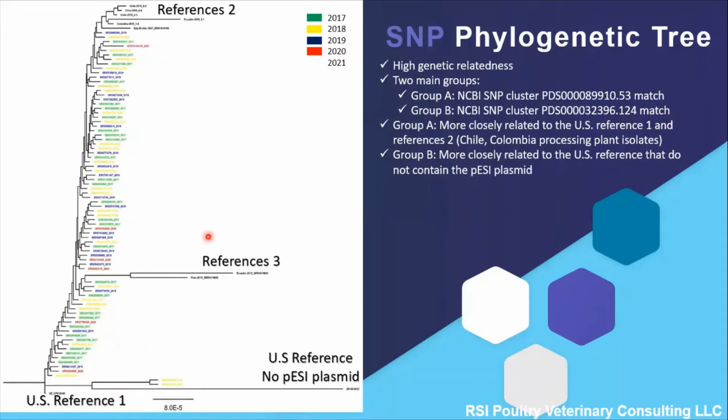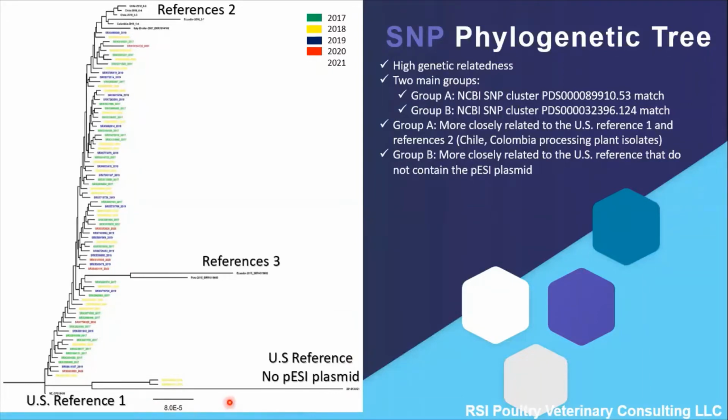The references from Latin America in this group, references 2, and also here, references 3, and the European reference also falling in this group of references 2, and the US reference without the plasmid of the Salmonella Infantis emerging clone were all also compared towards the US reference 1.